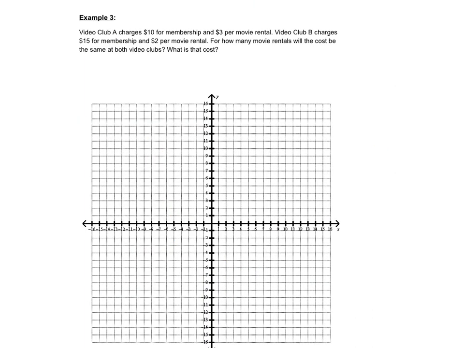In the beginning of the year, I told you about the word per. A lot of times that's where we have a variable, and that's the case in this situation as well. So when I write my equation here, I've got y equals 3x plus the $10, so plus 10. In Video Club B, we've got $15 plus $2 per movie. So that one's going to be y equals 2x, because of the per, plus $15. So now with my two equations, I'm ready to graph.